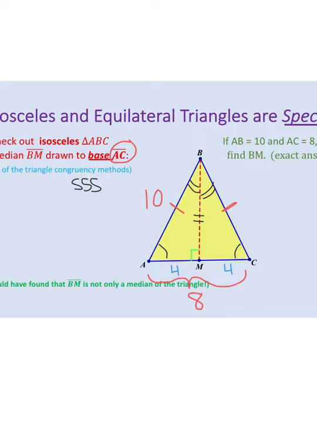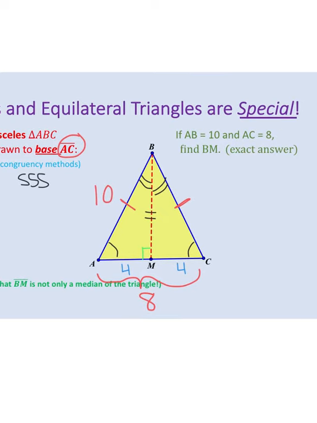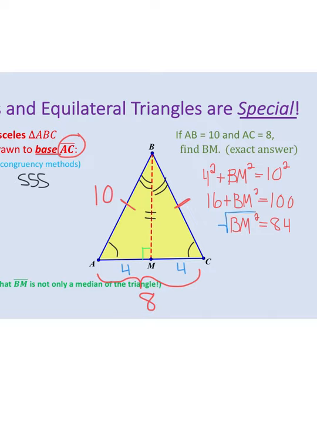Now that I know that these are right triangles, I can find the length of BM by using Pythagorean theorem. Remember, Pythagorean theorem works when you have two lengths of a right triangle. You take the leg, square it, plus the second leg, you square it, and it's going to equal the hypotenuse squared. So let's work through this and see what we get for BM. 4 squared is 16 plus BM squared equals 10 squared is 100. BM squared is going to equal 84. And now we have to square root both sides and simplify the square root of 84.